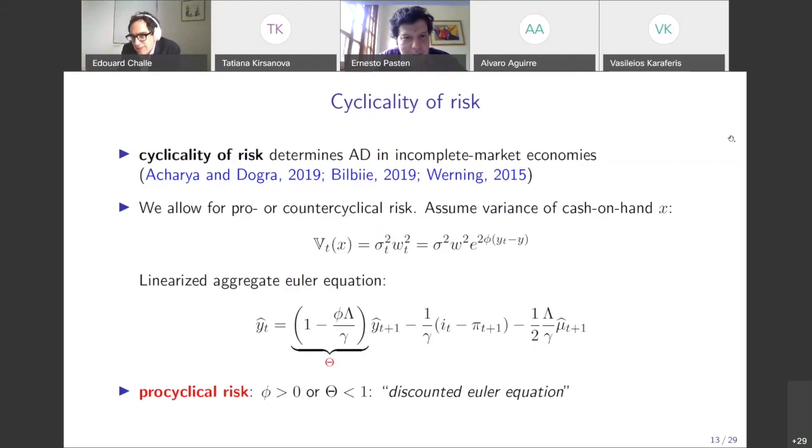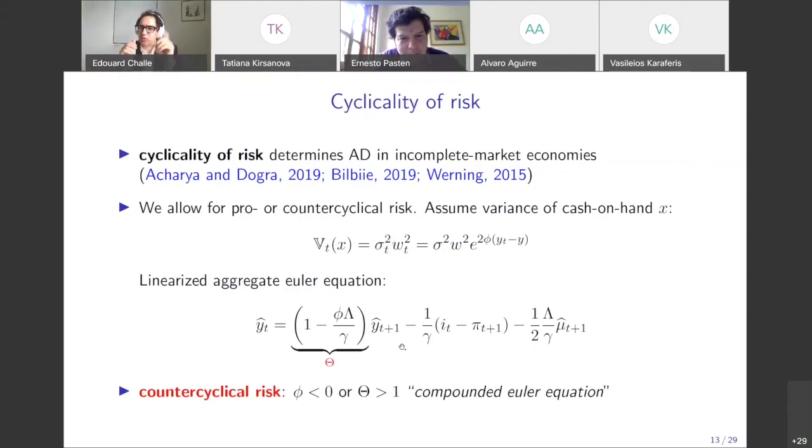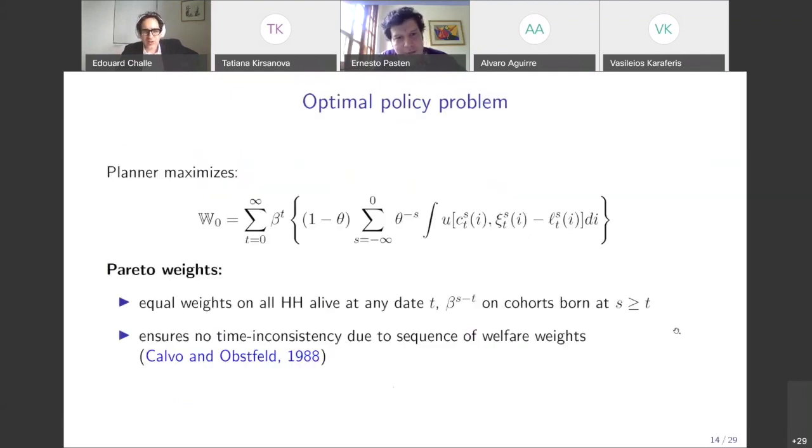Okay, the realistic, plausible scenario is that idiosyncratic risk is countercyclical, so an economy is more risky in a recession, and therefore theta is higher than 1. Okay, there is a premium in the Euler equation. When you have a recession, recessions have a stronger bite on aggregate demand because of the rise in the idiosyncratic risk that agents face. Okay, so let me turn to the optimal policy problem.